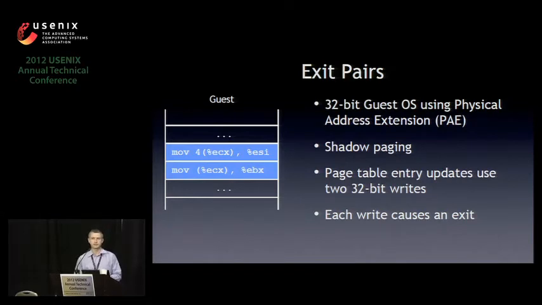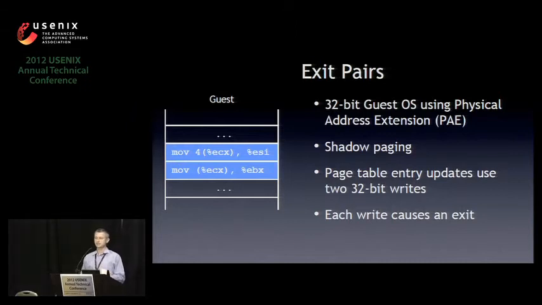Okay, so let's start with this example here. Assume that you have a 32-bit guest operating system running with physical address extension to address physical memory beyond 4 gigabytes.